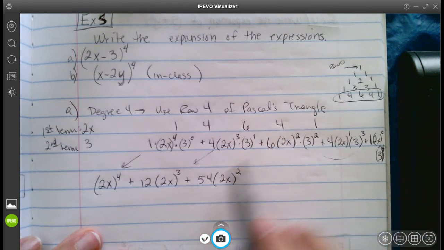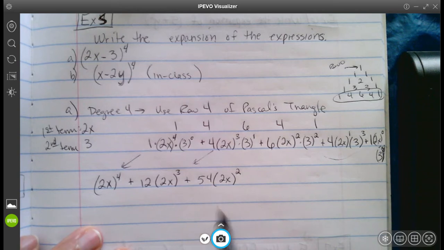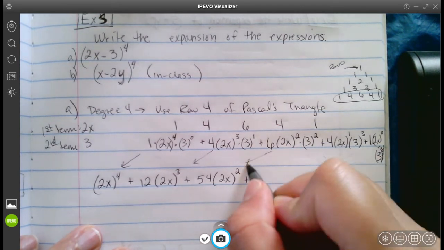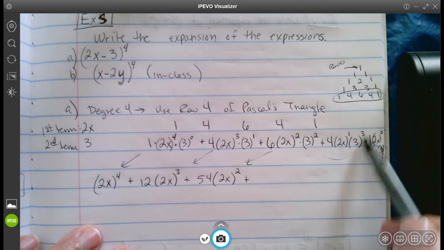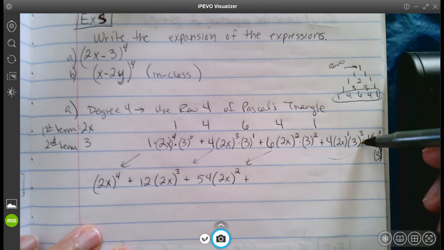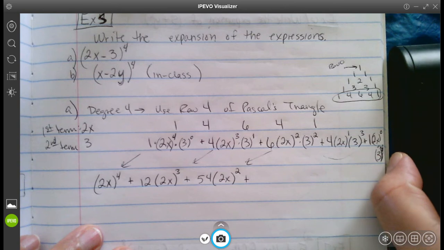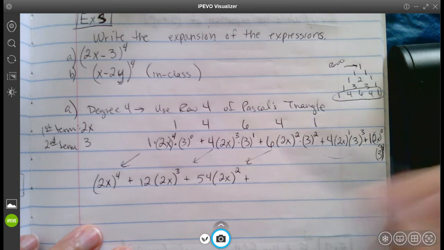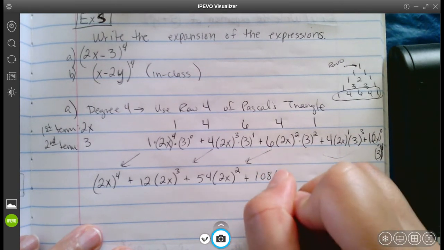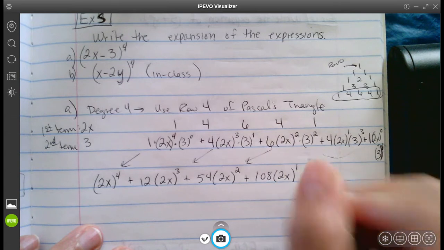And again, I'm going to deal with this part after because I don't want to confuse anything up to that point. So there's that one. And then this one we have, let's see, 4 times 3 cubed. 3 cubed is 3 times 3 times 3, which is 27. 4 times 27, I'm thinking 2 times 27 is 54. Double that is 108. So I have 108 times 2x to the 1st power.